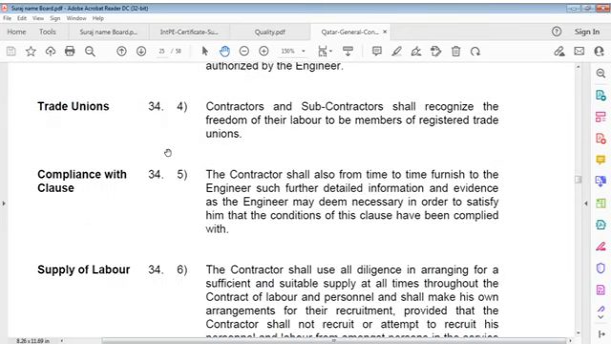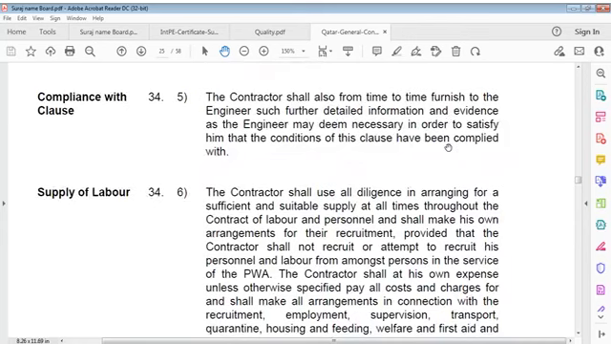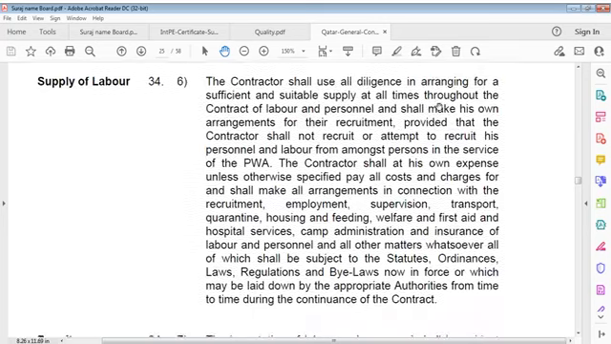Workers to be members of registered trade unions. In compliance with this clause, the contractor shall also from time to time furnish to the engineer such further detailed information and evidence as the engineer may deem necessary in order to satisfy it that the conditions of this clause have been complied with. Supply of workers.